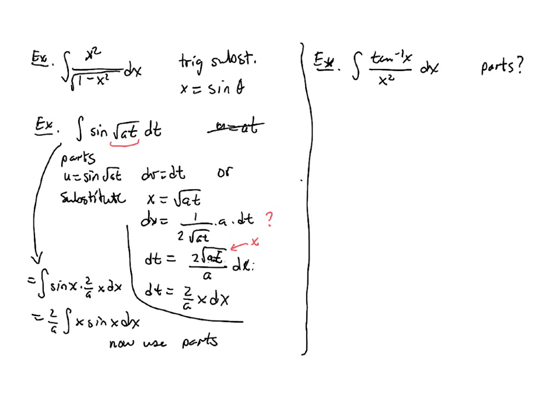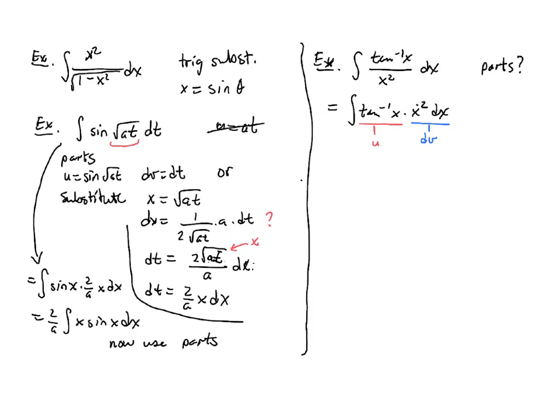So I see 2 pieces in this integral. There's a tan inverse of x, and there's an x to the minus 2 dx. And one of those is easy to take integrals and derivatives of, and one of those is only easy to take derivatives of. So I would choose this to be my u, and this to be my dv, right? And see what happens when you get down to using integration by parts on that.